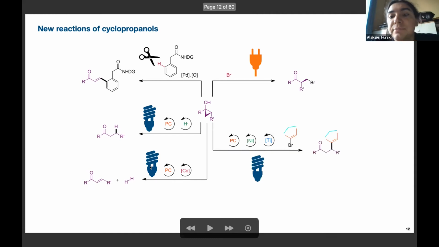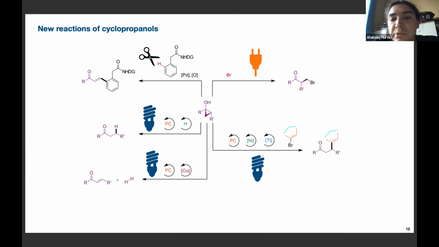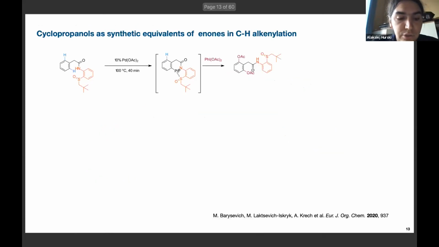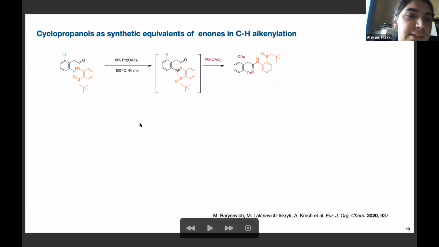And finally, we accomplished this goal. We managed to couple cyclopropanols with vinyl halides or aryl bromides under photoredox conditions. That's what I'm going to tell you today. Let's start with the CH activation reaction. Recently, we found that this orange group in the molecule can assist palladium catalyzed CH acetoxylation of aryl acetic acids.